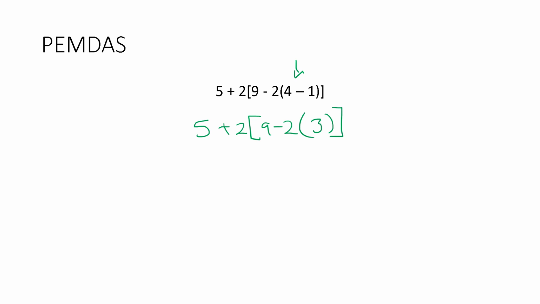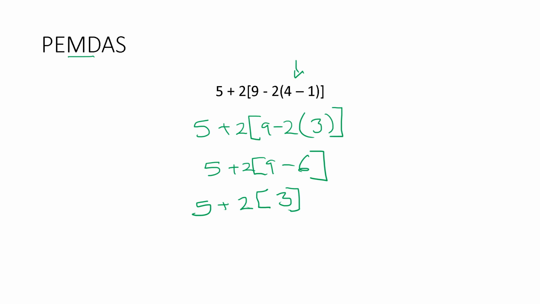Okay, next, now we have to finish up our bracket. We'll do our multiplication first, multiplication and division before adding and subtracting. So we have our little 2 times 3 right here. So 5 plus 2 times 9 minus 2 times 3 is 6. Now we have to finish up our bracket. We'll finish up our bracket by doing 9 minus 6. 9 minus 6 is 3. Keep that 3 in a bracket because that indicates we're going to multiply it to that 2 because that 2's written right next to it. So we finished up our bracket.